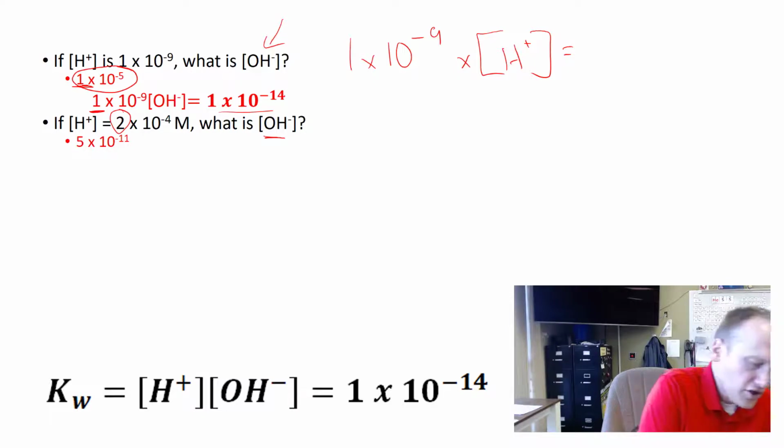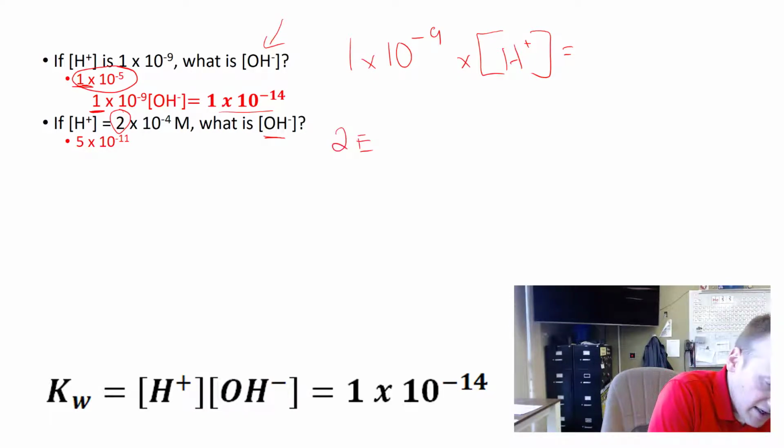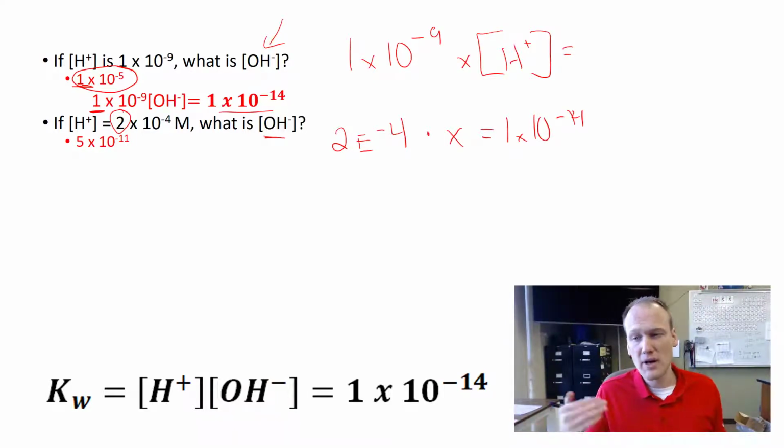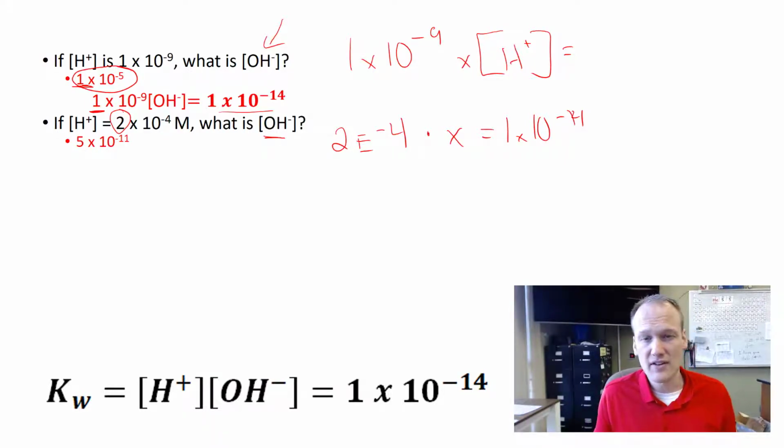You can put this into your calculator as 2e to the negative 4th times x equals 1 times 10 to the negative 14th. So you would divide 1 times 10 to the negative 14th by 2 times 10 to the negative 4th, and you'd get 5 times 10 to the negative 11th.